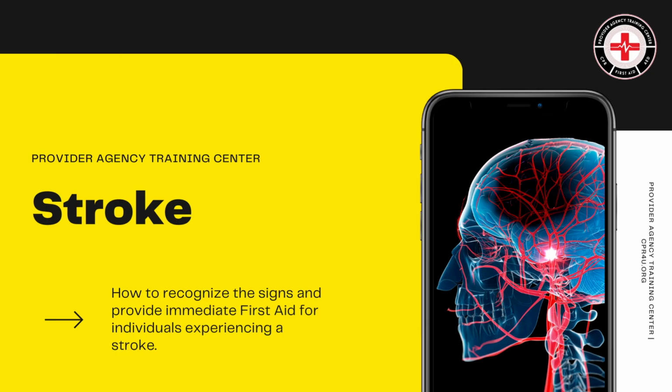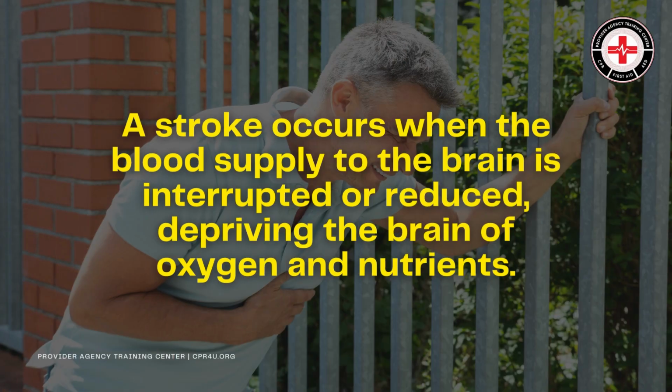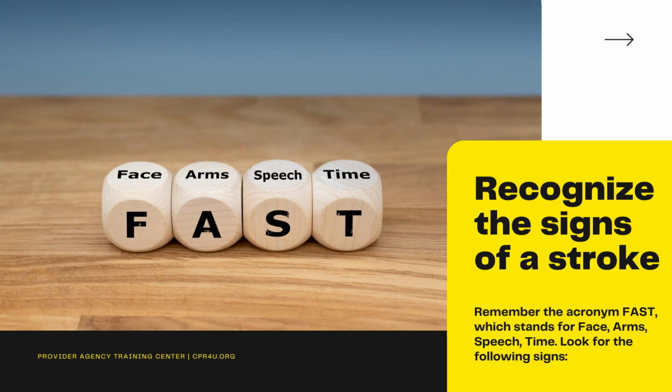Welcome to this section on strokes. In this training, we will discuss how to recognize the signs and provide immediate first aid for individuals experiencing a stroke. A stroke occurs when the blood supply to the brain is interrupted or reduced, depriving the brain of oxygen and nutrients. Acting quickly and correctly can help minimize brain damage and improve the person's chances of recovery. Recognize the signs of a stroke.